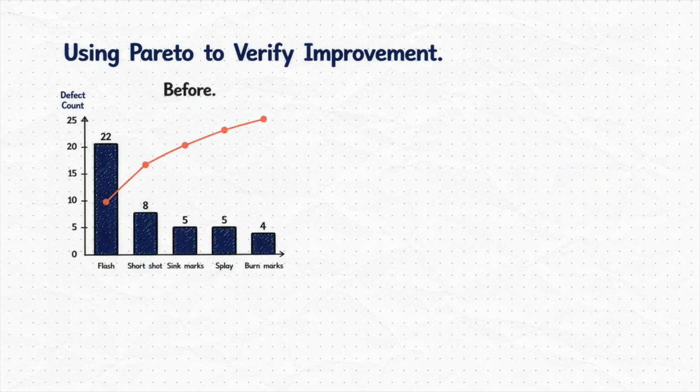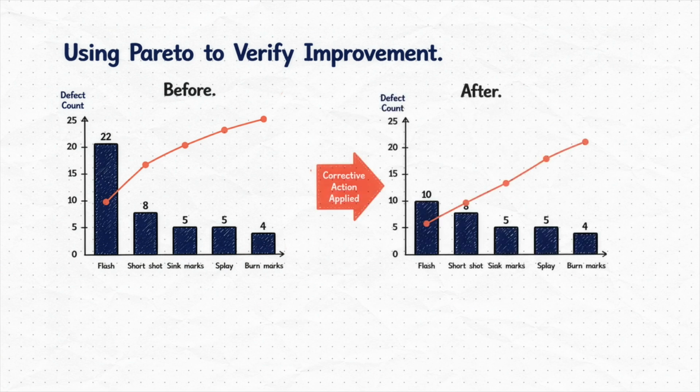Pareto charts are also useful for verifying improvement. Run a chart before a corrective action and another chart after, using the same time period and measurement conditions. If your vital few categories have shifted or reduced, you have evidence that the improvement worked.